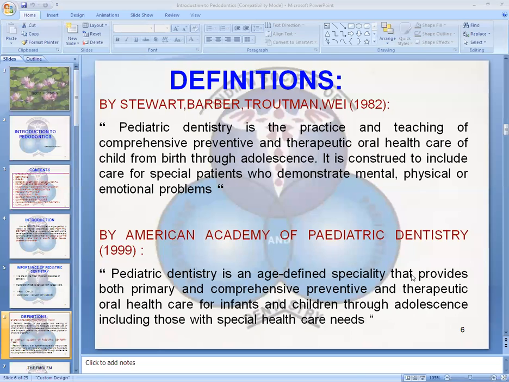Primary treatment is also there, like fluoride application, and comprehensive care, like root canal and surgical procedures, is also there. So preventive and therapeutic oral health care is provided for infants and children through adolescents; up to the age of 15 we see the patient with a pediatric dentist. And including those with special healthcare needs, which I was just saying, like mentally, physically and emotionally disabled patients. So these two definitions you must be prepared.